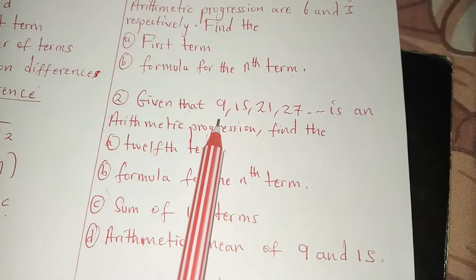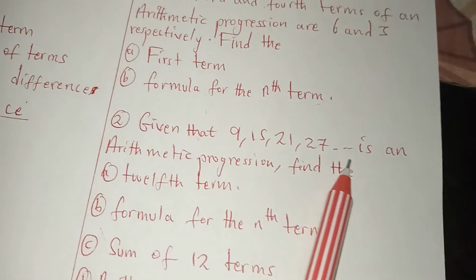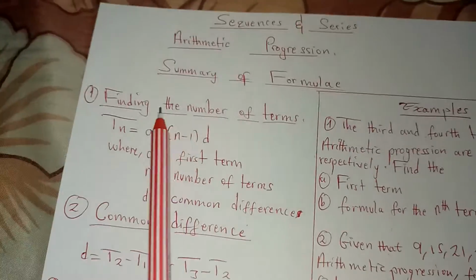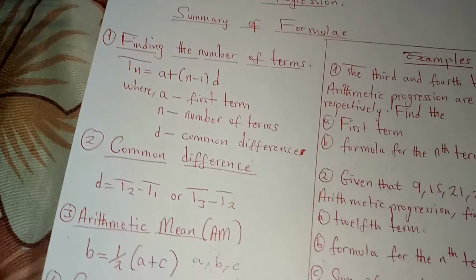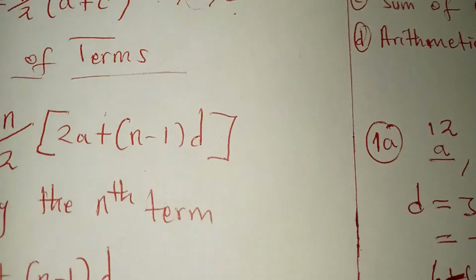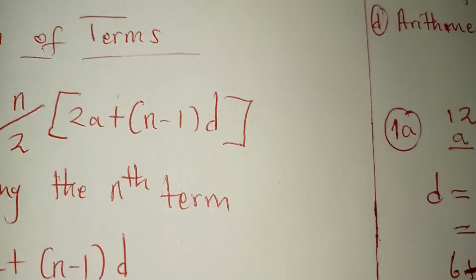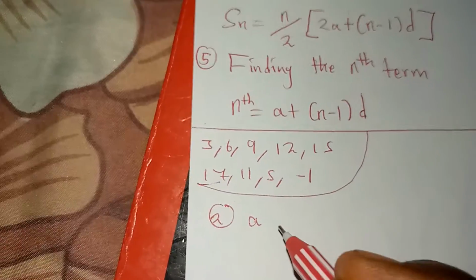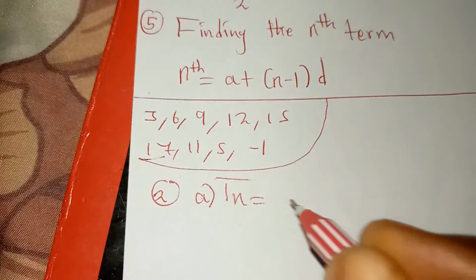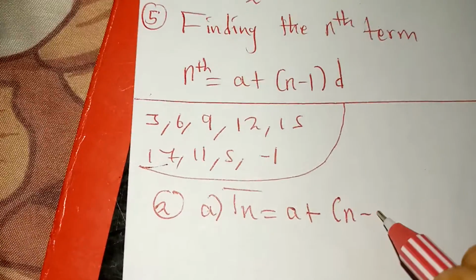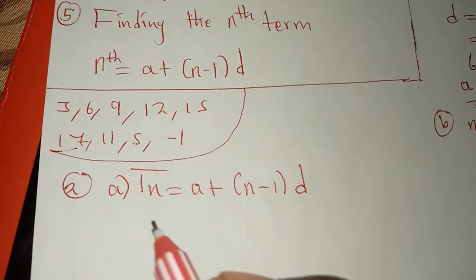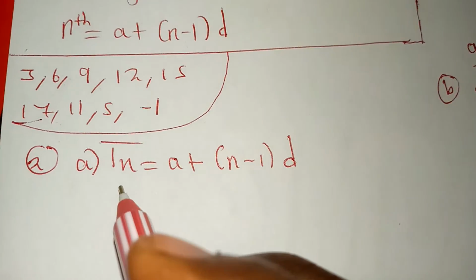They are saying given that 9, 15, 21, and 27 is an arithmetic progression, find the 12th term. So finding the number of terms, we are using this formula here. This is now the solutions for question 2a, where we are saying number of terms is equal to first term plus open bracket n minus 1 multiplied by the common difference. So the first thing we should find is the common difference for us to find the 12th term.